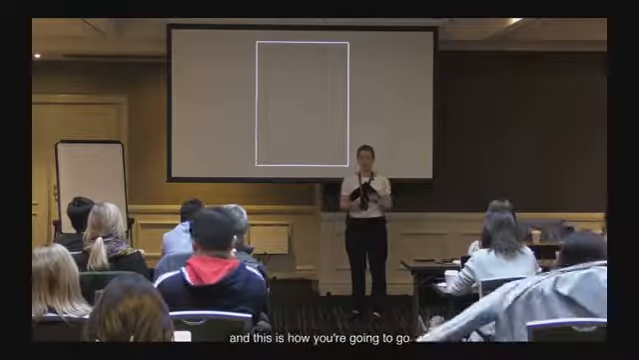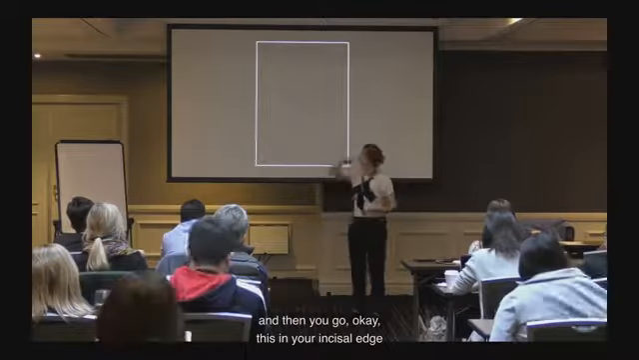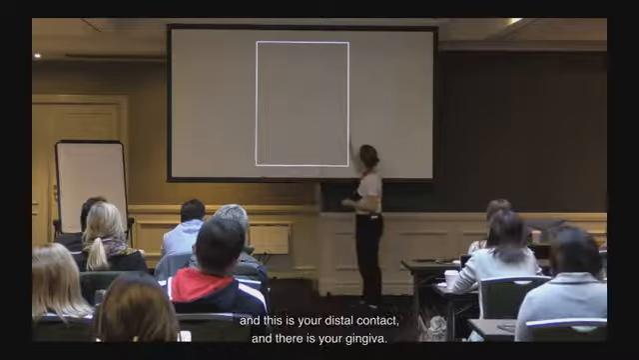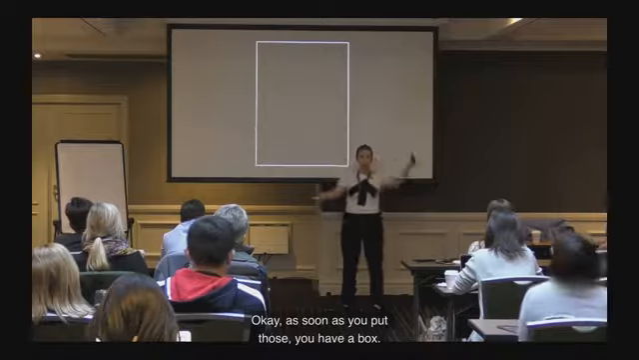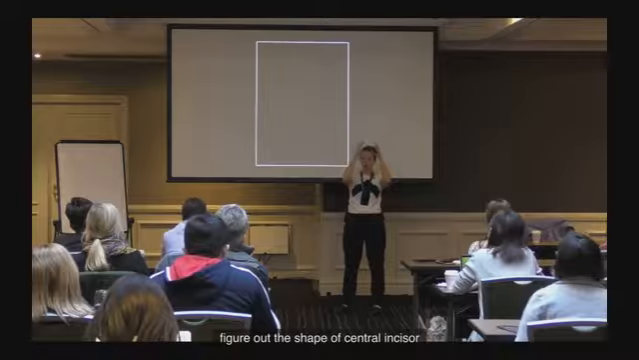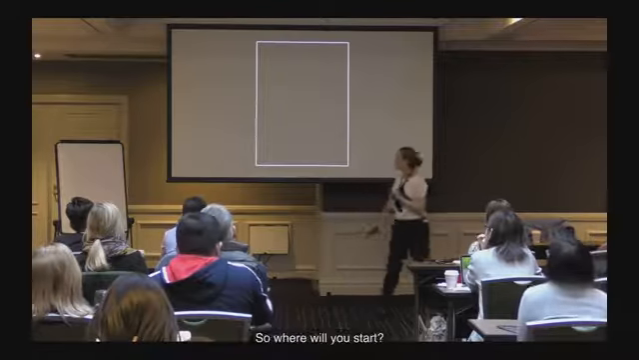And this is how you're gonna go about your anterior teeth. So you do the blobs of composite, and then you go, okay, this is your incisal edge, and this is your mesial contact, and this is your distal contact, and there is your gingiva. Okay, so as soon as you put those, you have a box. So now let's try to figure out the shape of central incisor that is fitting inside the box. So where will you start?